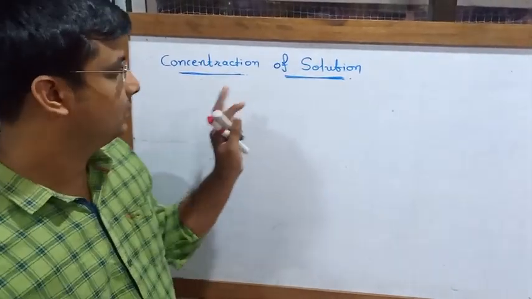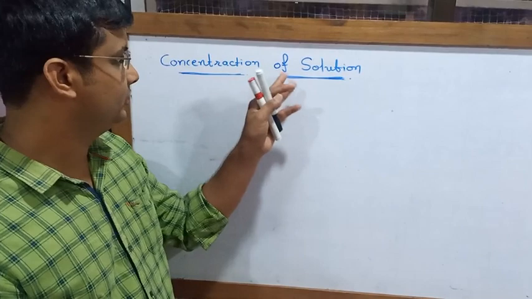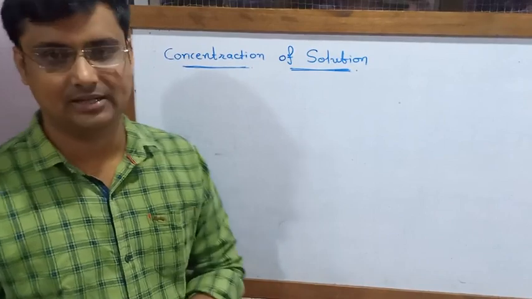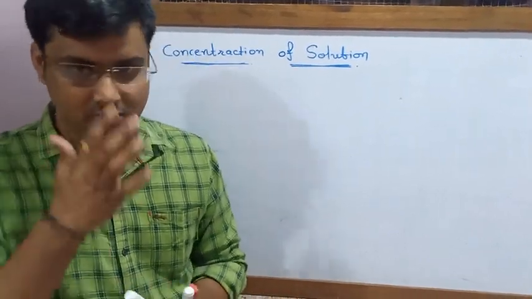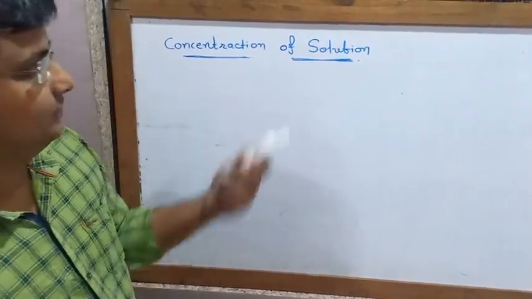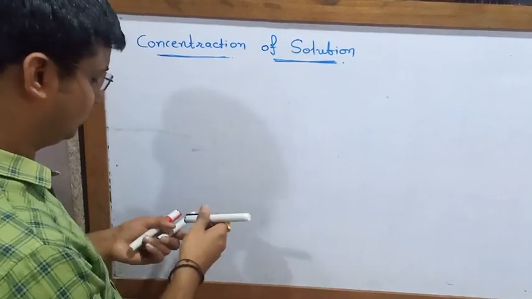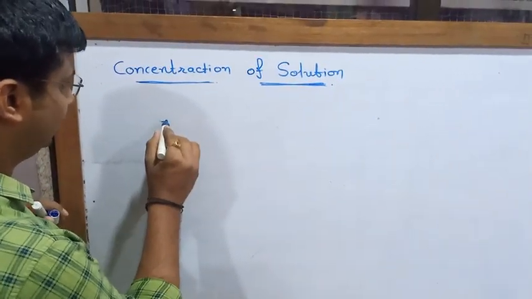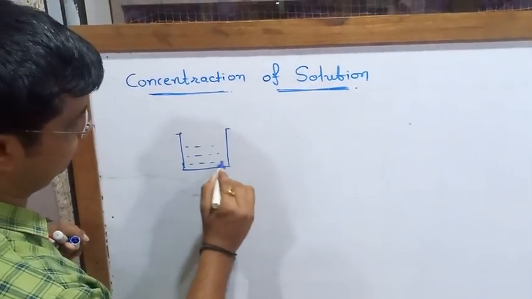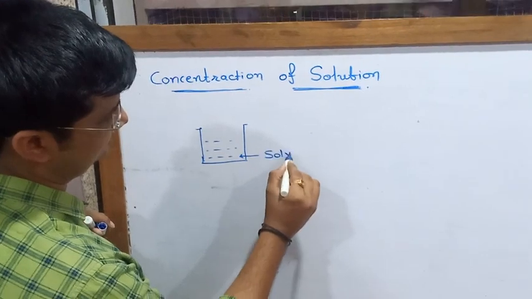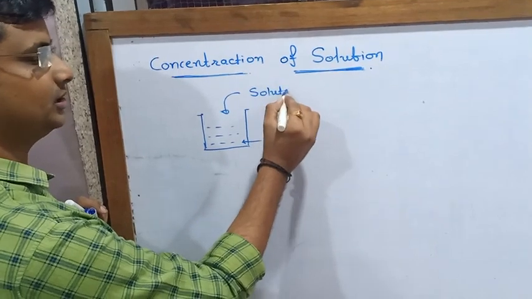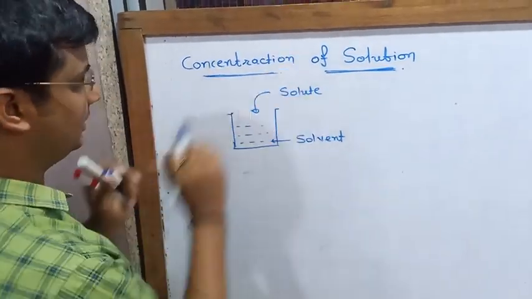Okay. Now the third point, that is concentration of solution. You have already studied it in your standard 11 in chapter number 1. You know most of the concept of concentration, but once again we will study this topic. What do you mean by concentration? If you take a particular solvent and add solute, it is called solution. But now what do you mean by concentration?